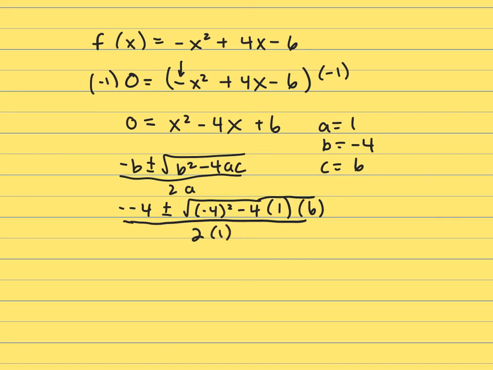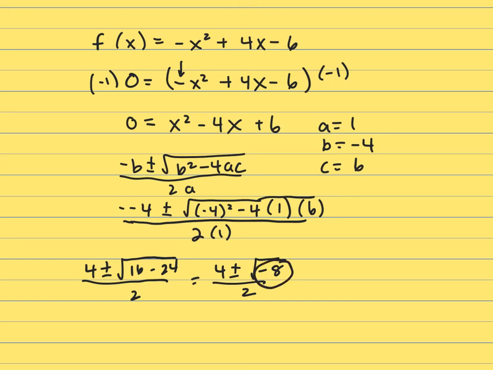So let's clean this up. This is positive 4 plus or minus the square root of 16 minus 24, all over 2. So this is 4 plus or minus the square root of -8, all over 2. So what that tells me is, since this is negative underneath the radical, that means you have an imaginary number. This tells me there's not any x-intercepts.